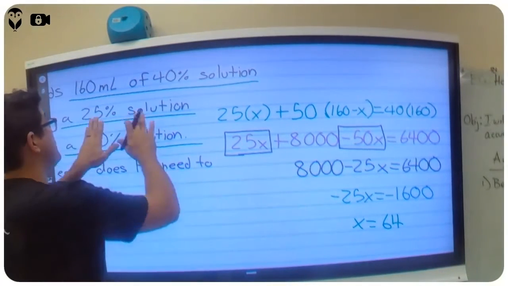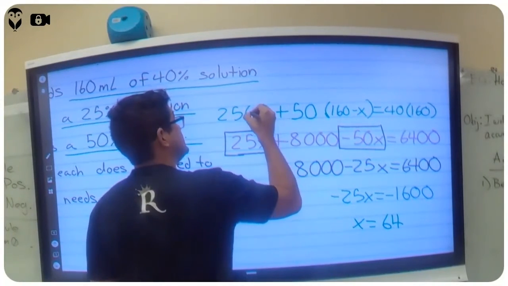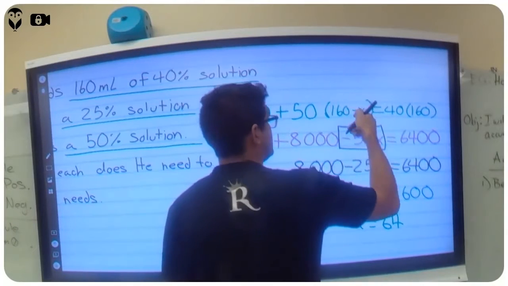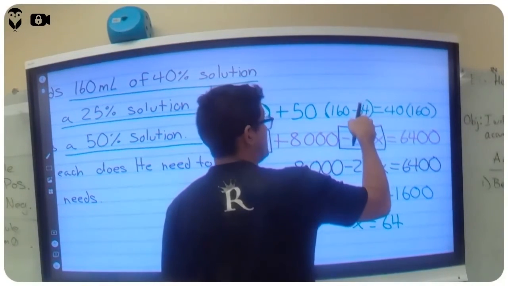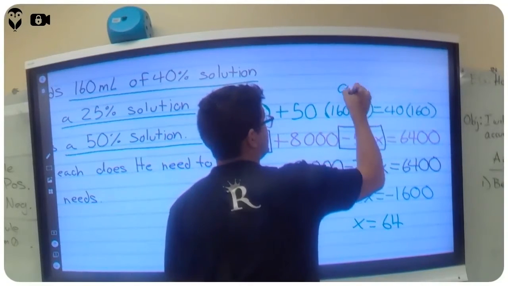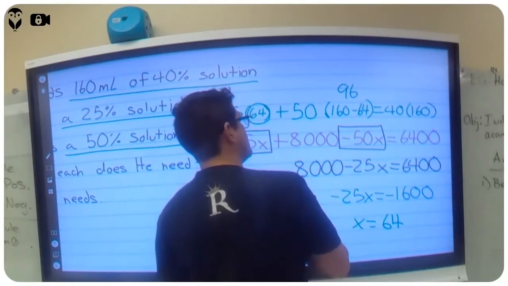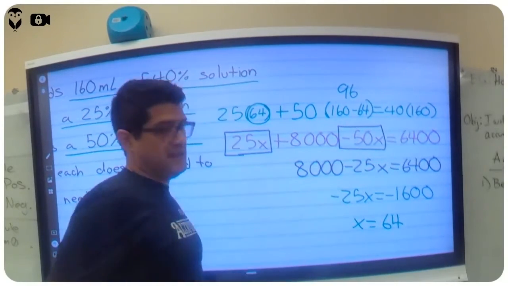So how much of this solution do I need? Well, I need 64 of it. What about this one? Whatever 160 minus 64 is how much I need of this. So of the 50% solution, I need 96 milliliters. Of this one I need 64 milliliters, and it will make an exact 40% solution with 160 milliliters. Boom.